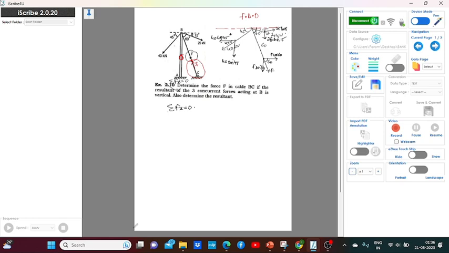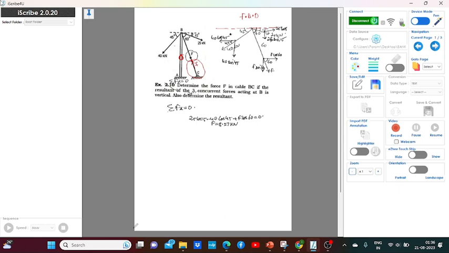Now you do only summation of F of x. When we do summation of F of x, what we will get is 25 cos 15 minus 40 cos 45 plus F cos 60 is equal to 0. So your F becomes 8.27 kilonewton.